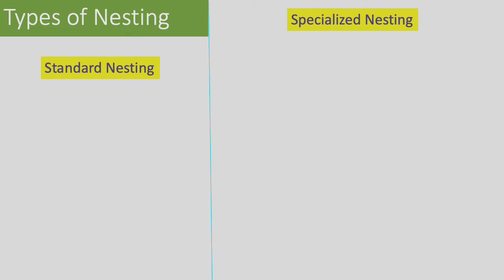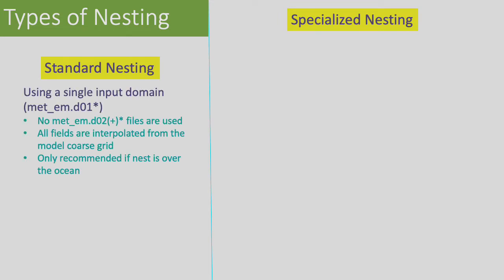There are several different types of nesting. The most commonly used is when we run nests together simultaneously. This can be done in two ways. The first type is to use a single input, meaning the input is only for the coarse parent domain. This input, which are the MET-EM files from the WPS program, are used during the real.exe program, and all fields are interpolated from the model's coarse grid. However, this is really only recommended if the nest is over completely flat terrain, like the ocean. If it's over land, you will want to ensure that you're including the high-resolution topography input for the nest. And the only real benefit of this method is to save time running the MET-grid program, which usually doesn't take much time to run anyway.